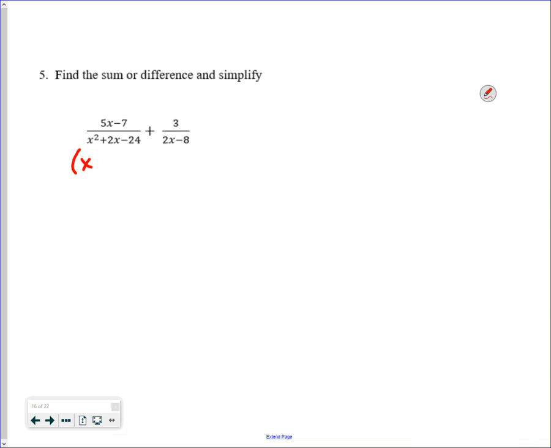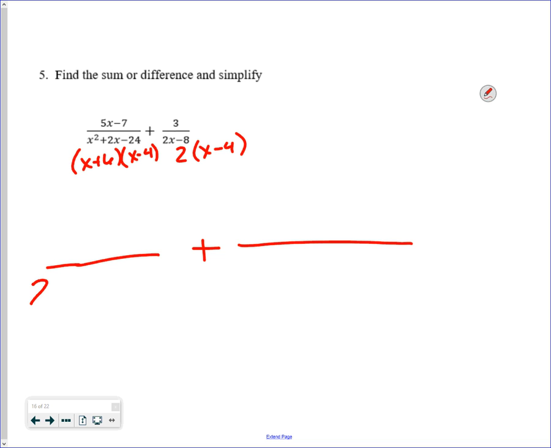Common denominator is a little bit harder to see in this one. X plus 6 and x minus 4. This one I factor out a 2. So when I'm trying to come up with what my common denominator would be, I need the factored form in order to come up with the common denominator. So I need a 2. I need an x plus 6. I need an x minus 4. So the monomial and the binomials.